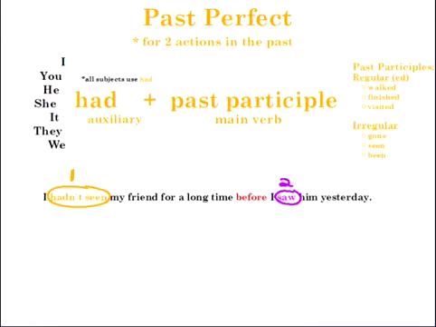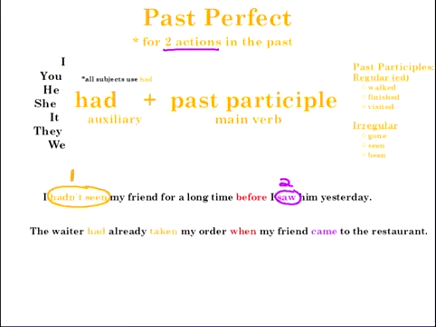So I'm always using a simple past sentence with the past perfect, because the past perfect is for two actions in the past. Not for one, but for two. So let's look at another example.